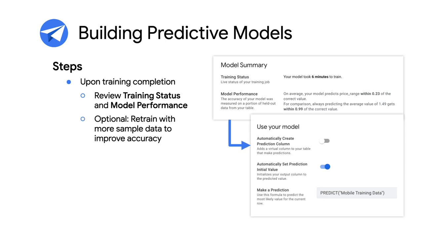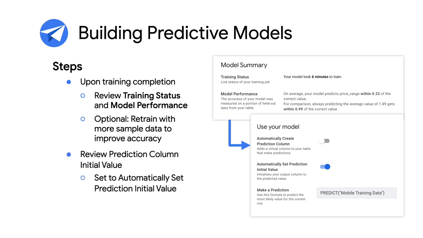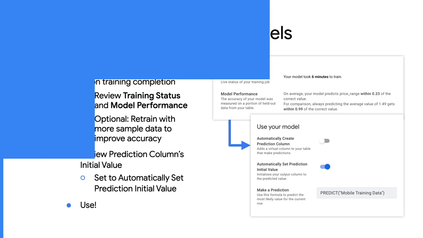Note, you can always add more sample data and retrain to improve the accuracy. To use your predictive model, you check the automatically set initial value setting. This will insert a predict function into the prediction column's initial value setting. Let's now walk through a predictive model example in AppSheet.